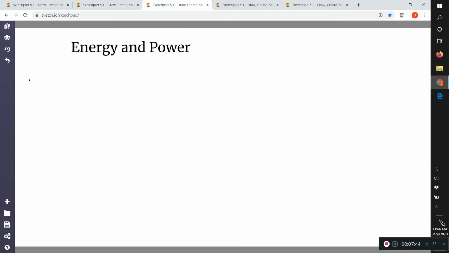All right. So whenever we talk about work, it involves the concepts of energy and power. So the word energy is commonly misused. Energy is defined as a system's ability to do work.